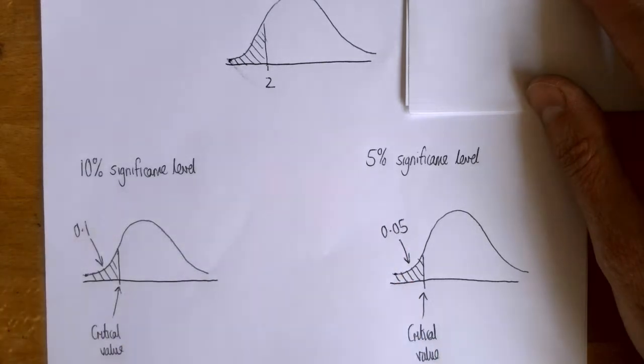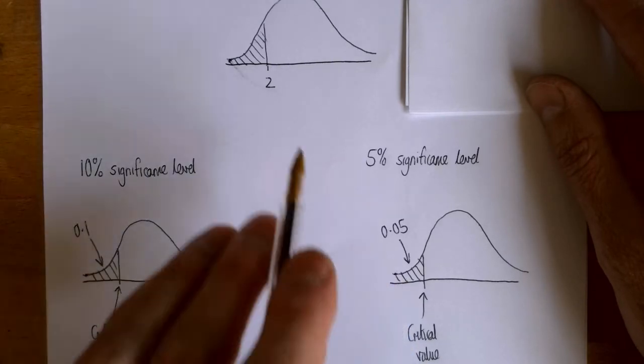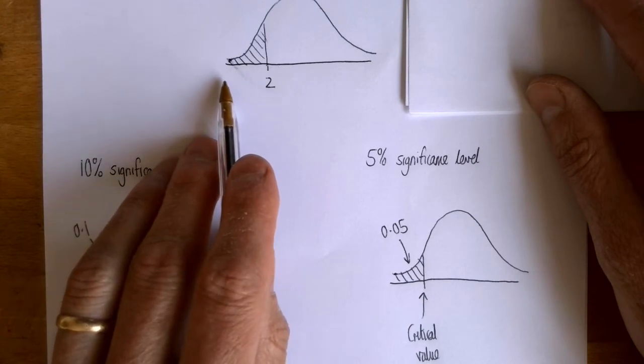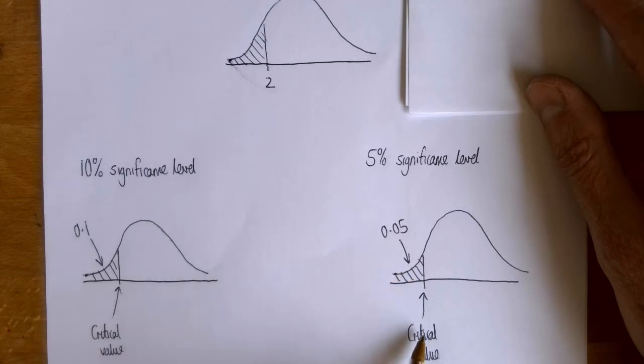A 5% significance level asks a stricter question. Is the probability of 2 and all the values less than that, is it less than 5%, 0.05? Is it below this critical value?